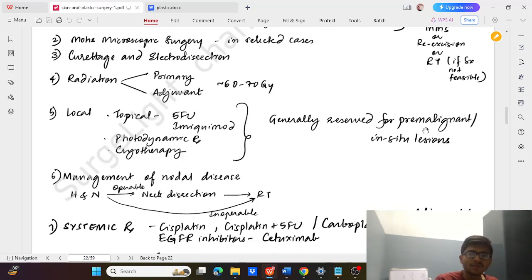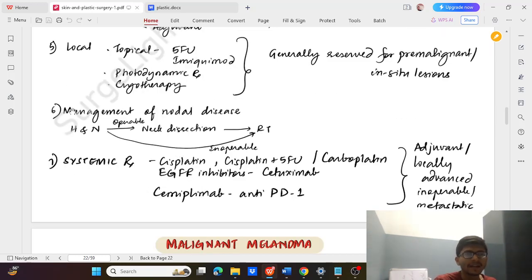These are especially useful for pre-malignant or in situ lesions. Also, we can go ahead with photodynamic therapy or cryotherapy. Management for nodal lesion: if it is operable in the head and neck especially, then we'll go for neck dissection followed by radiotherapy. If it is inoperable, we'll go straight away for radiotherapy.